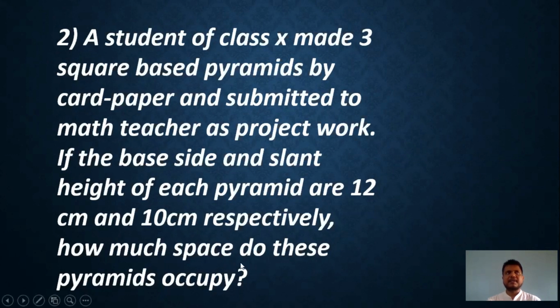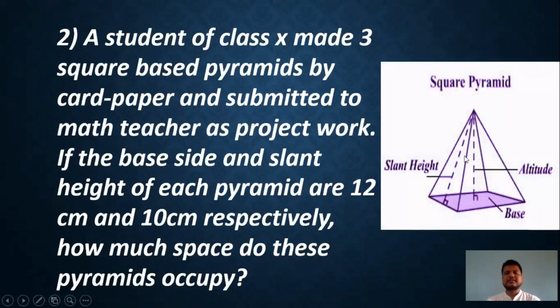And volume of the pyramid is 1 by 3 a square h. A means length of the base, h means vertical height. We have base side which is a, and vertical height is missing in the question. We have to find vertical height by using a formula. You can see here a figure of a square base pyramid. This is the slant height, and altitude means vertical height, which is not given in this question. We have to find it by the formula.